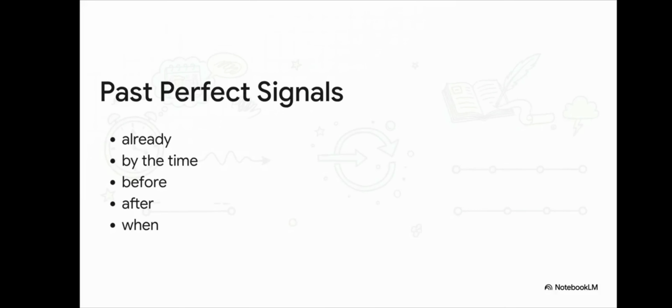And just like before, your time detective toolkit needs signal words. When you're using the past perfect, keep your eyes peeled for words like already, by the time, before, after, and when. These words are basically the glue that connects your two past actions. They signal perfectly clearly to the listener which event triggered the time machine to go back even further. For instance, after he had checked his work, he submitted it.